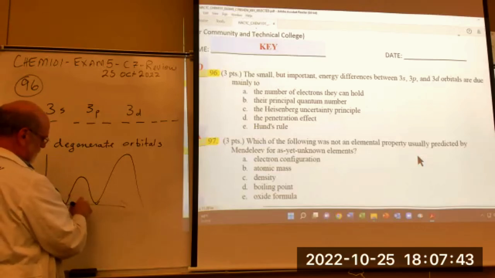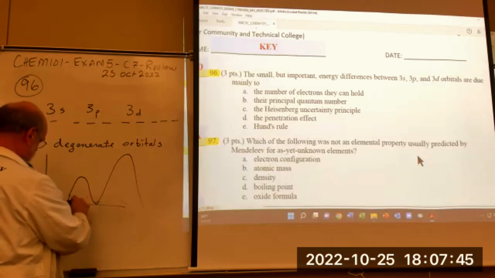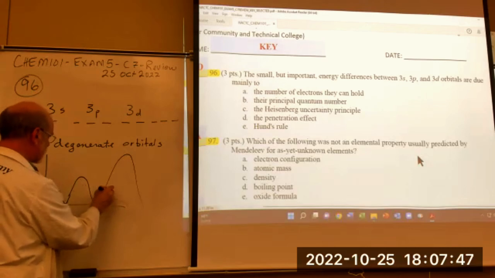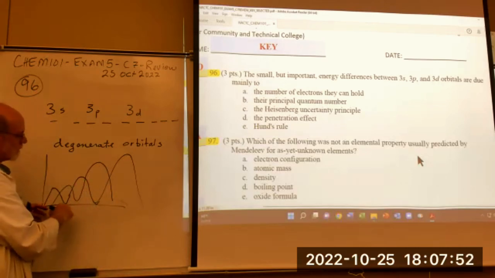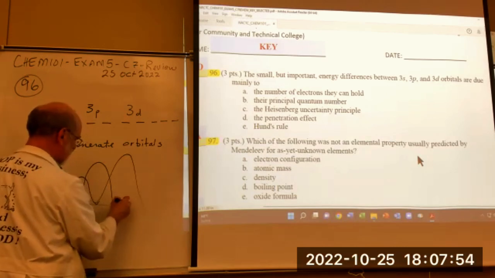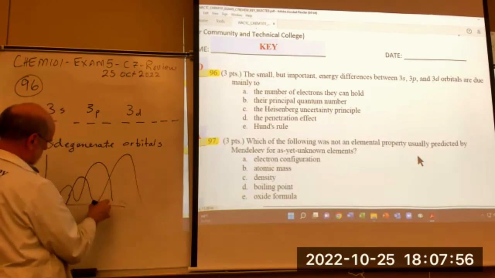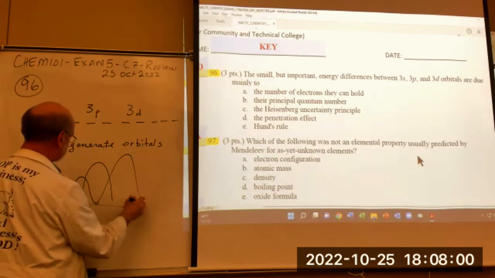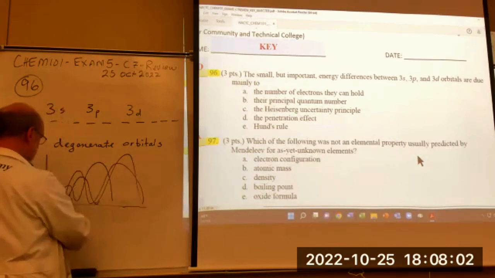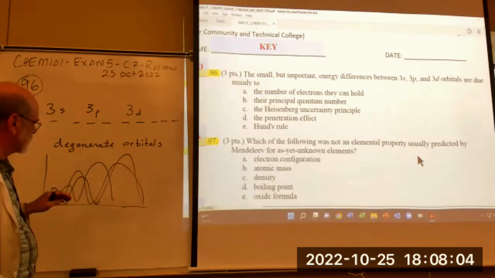is going to have much of its energy in this region here, like that. And then the 3d is going to have much of its energy, I can't even think of it. But what we're looking at is the penetration effect.